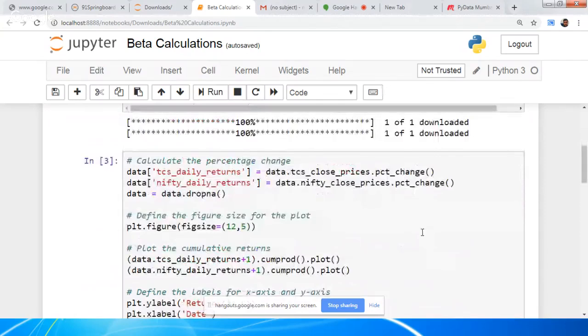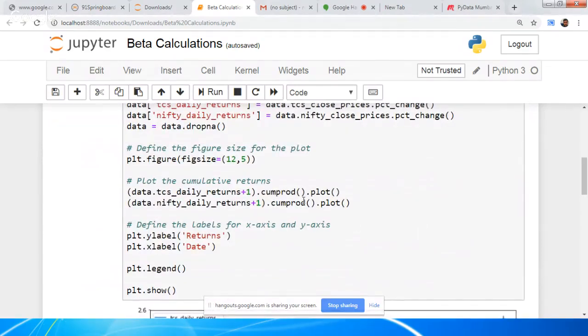Once we have the data, the next thing is we'll calculate the daily returns, which can be done using the pct_change method. It will be stored in appropriate column names, which are TCS returns and Nifty returns. These are the daily returns which we'll be working with.